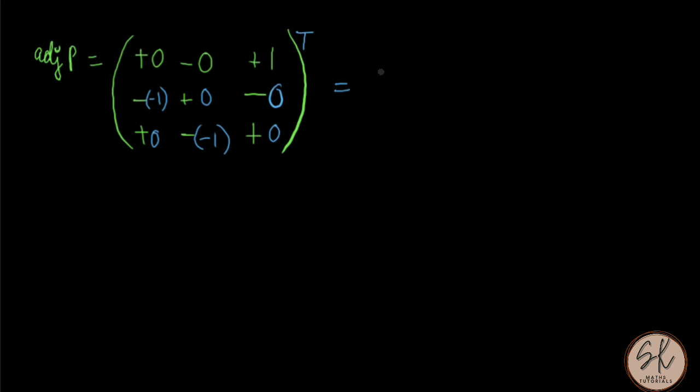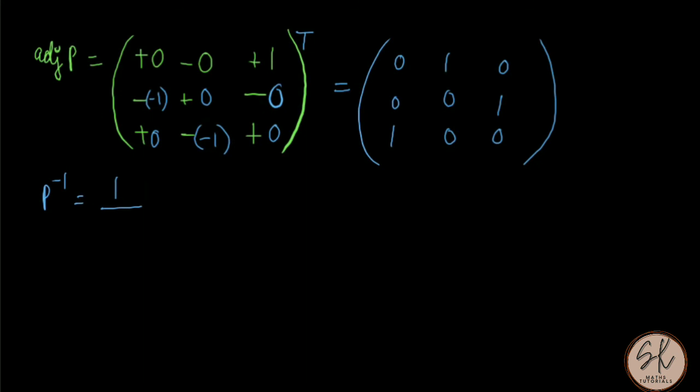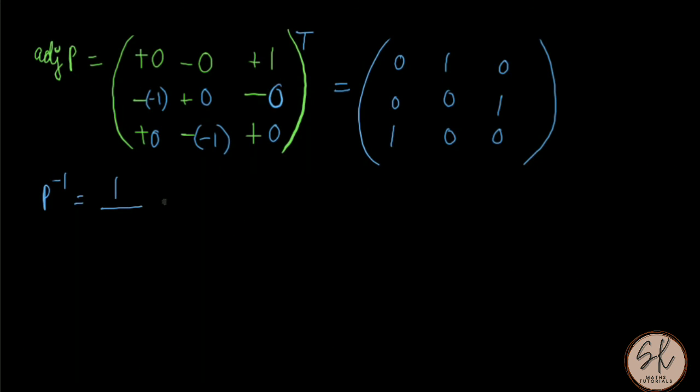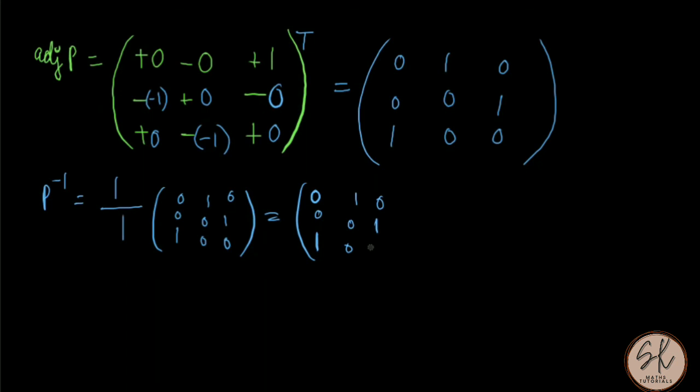Now do its transpose, which will give us, see, this is 0, 1, 0. This is 0, 0, 1, and this is 1, 0, 0. Okay. So this is the adjugate of P. And the inverse of P is equal to 1 by determinant of P. Determinant of P, we got the determinant of P to be 1. See, 1. So this is 1 by 1 into adjugate of P, that is this one, 0, 0, 1, 1, 0, 0, 0, 1, 0, which will give us what? The same, this 0, 0, 1, 1, 0, 0 and 0, 1, 0.